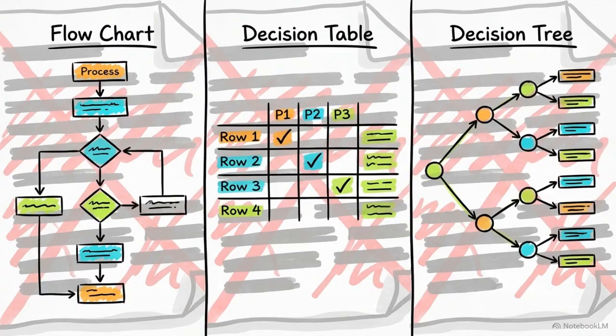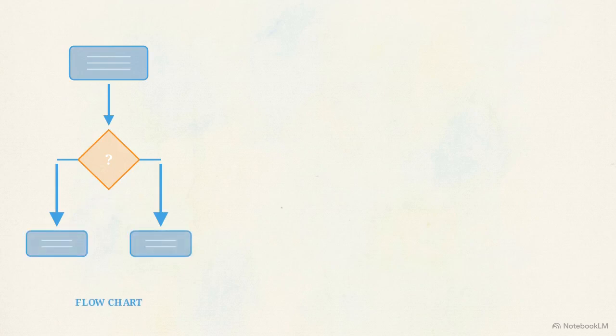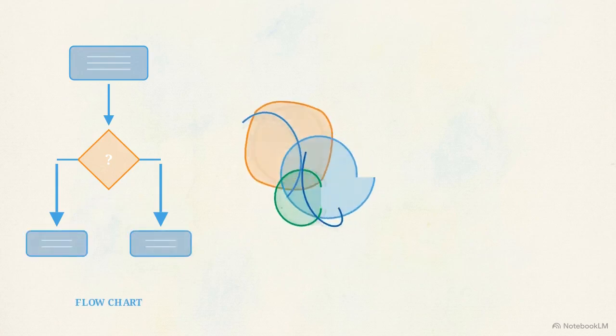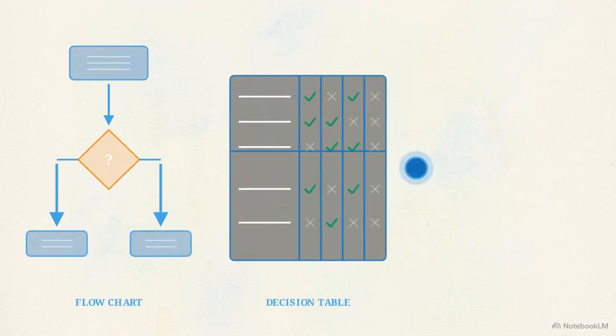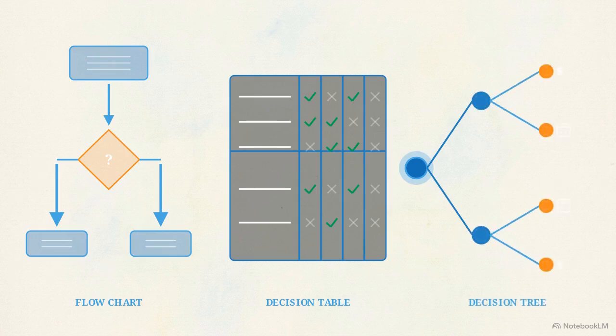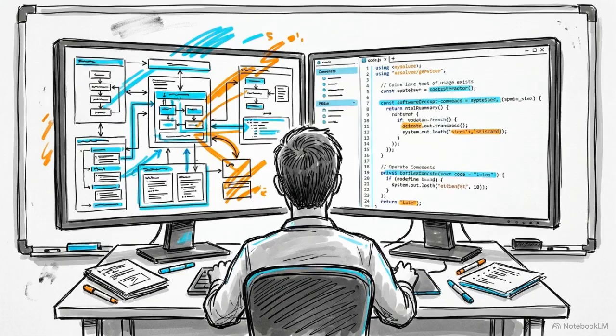We started with a dense, confusing paragraph of requirements. Now we have a clean, structured blueprint. We use the flowchart to lock down chronological sequences, the decision table to untangle overlapping conditions, and the decision tree to map strategic choices. Handing these documents to a development team removes the guesswork.